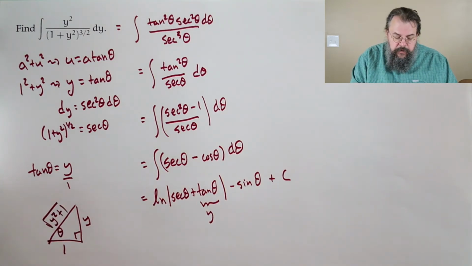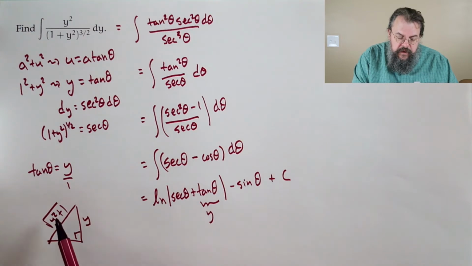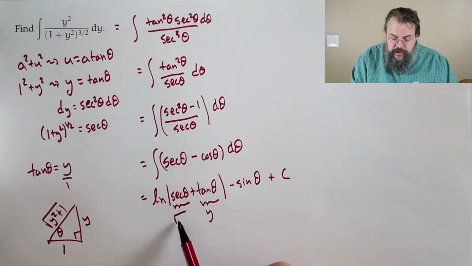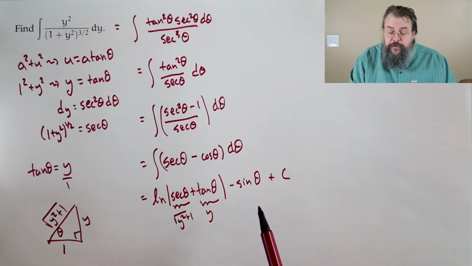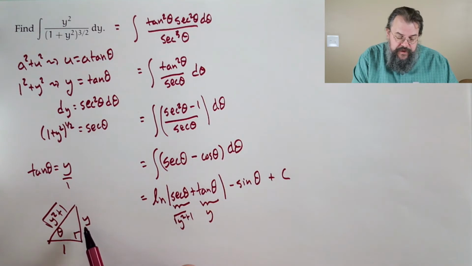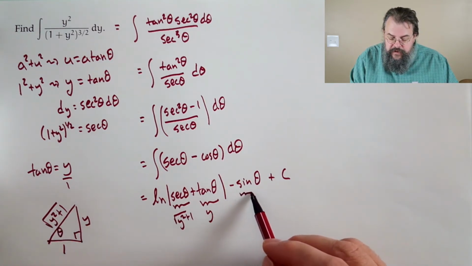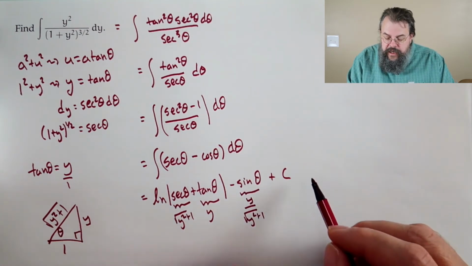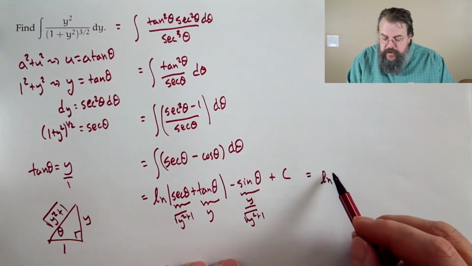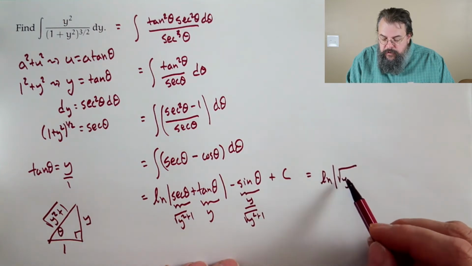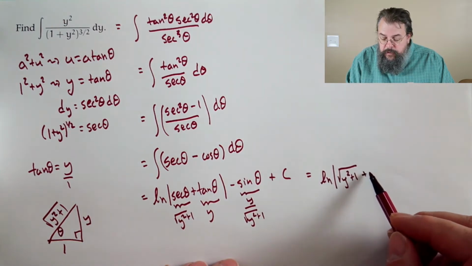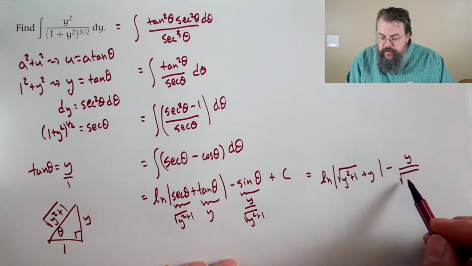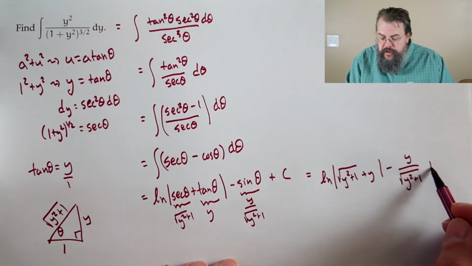Okay, great. What's secant? Secant is hypotenuse over adjacent. So square root y squared plus 1. What's sine? Opposite over hypotenuse. So this will become y over square root of y squared plus 1. So our answer, we have log of square root y squared plus 1 plus y minus y over square root y squared plus 1 plus c.